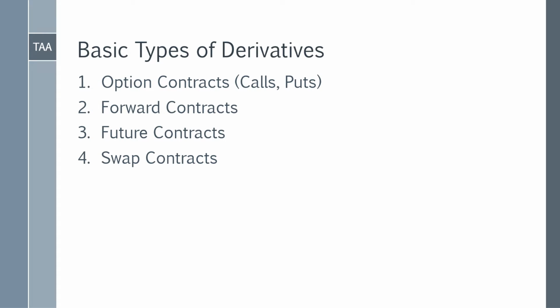With derivatives, there are a lot of different types of contracts. There are option contracts, forward contracts, future contracts, and swap contracts. But for this video, we'll just be focusing on the first two: option contracts, calls and puts, and forward contracts. Before we go into the definitions, we'll first go through some distinctions.